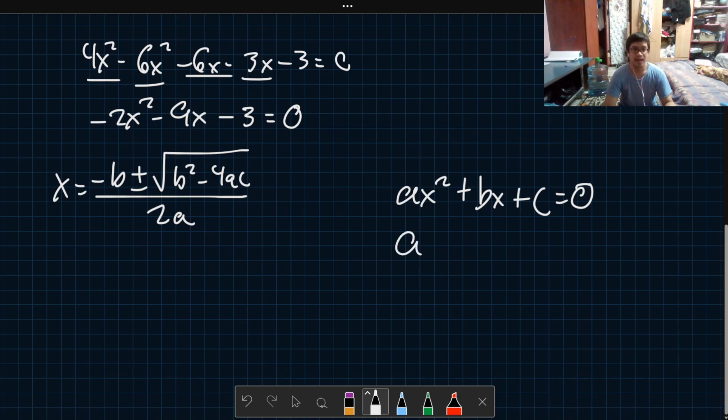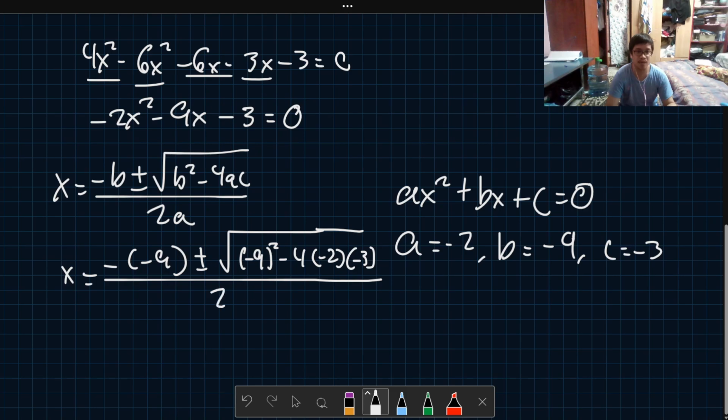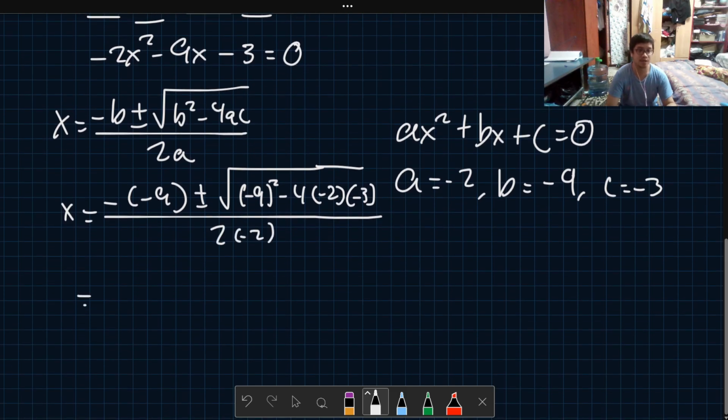So, your a here is negative 2. Your b here is beside x, so negative 9. And your c here is negative 3. Then what you have here, you will substitute it here. So negative 9 plus minus the square root of negative 9 squared minus 4 times a, negative 2, times c, negative 3, all over 2 times a, which is negative 2. Okay, then let's combine them together.